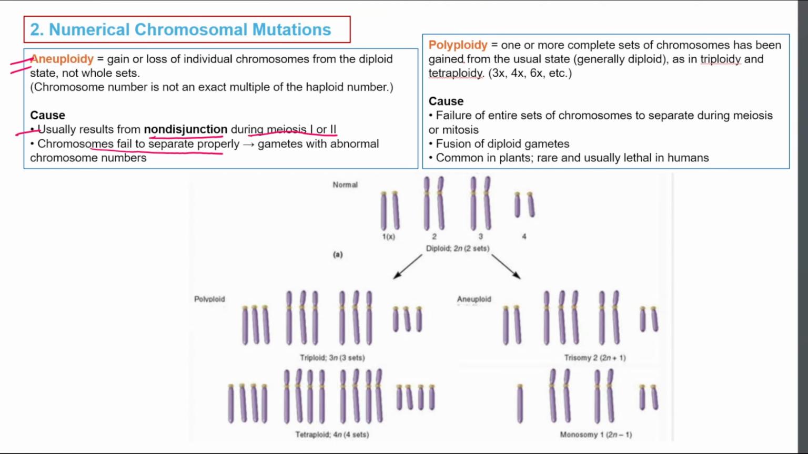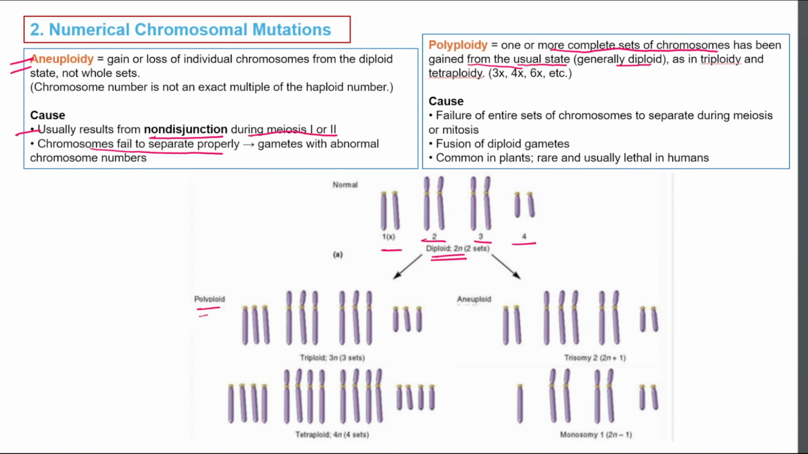Polyploidy is a condition in which an organism has more than two complete sets of chromosomes, not just individual chromosomes. One or more complete sets of chromosomes are gained from the usual state. The usual state is generally diploid. This is called polyploidy. So this is the normal diploid 2n. Here is a diploid cell with two sets of chromosomes: chromosome 1, chromosome 2, chromosome 3 and chromosome 4. Each chromosome is present in two copies, one from each parent. So this is called diploid.